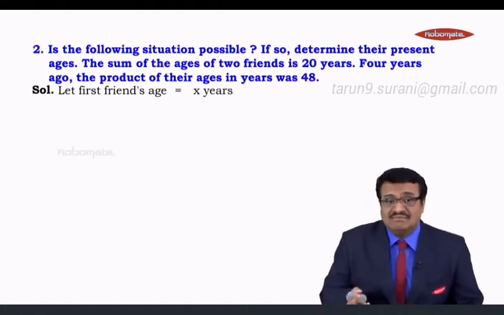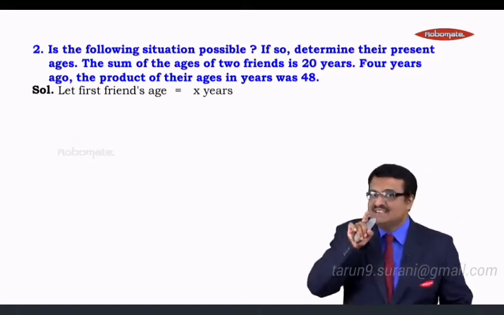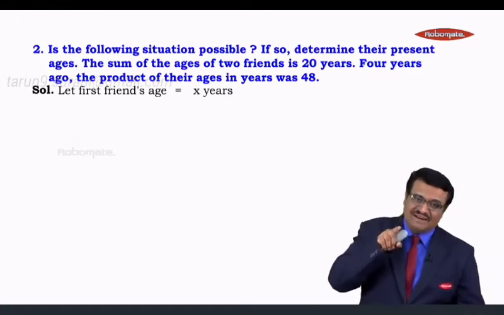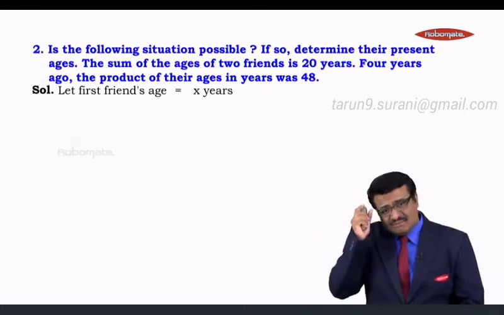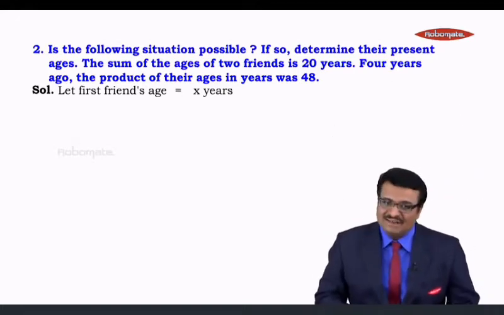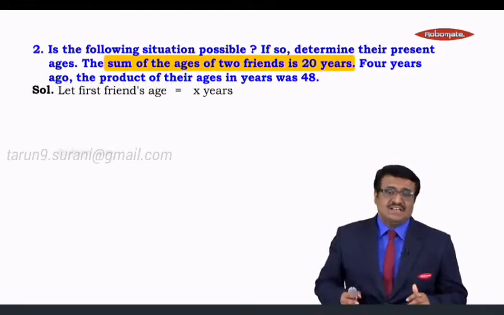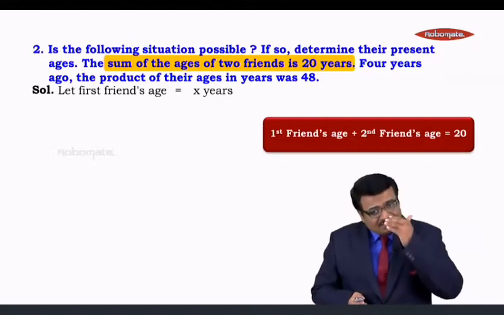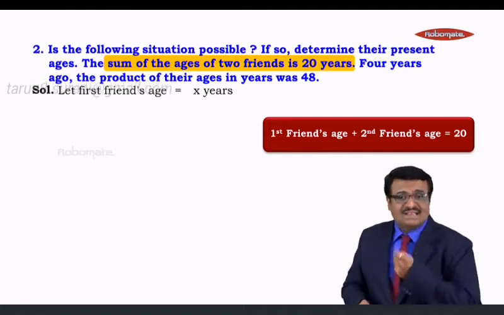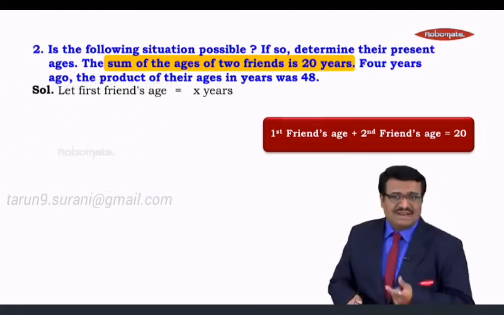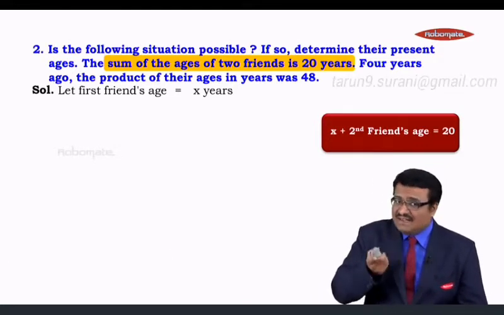Now we can't take the second friend's age as y because we have to manage the whole sum with only one x. So something must be given in the sum with the help of which we can find the second friend's age also. Let the present age of first friend be x years. It is said in the sum that the sum of the ages of two friends is 20 years. That means first friend's age plus second friend's age is equal to 20 years. Replacing the first friend's age with x, x plus the second friend's age is equal to 20.